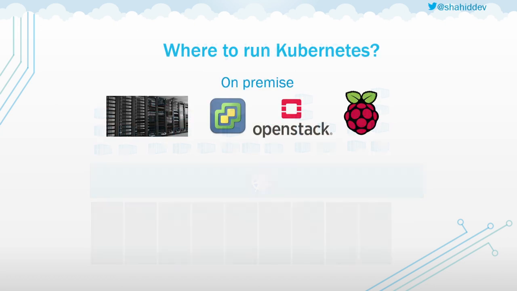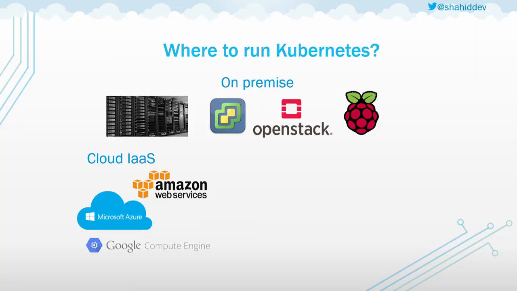So where can I run Kubernetes? The short answer is actually anywhere. So on-premise, you can install it on bare metal. More commonly, you're going to have some kind of infrastructure as a service or private cloud, VMware, OpenStack, etc. You can even put Kubernetes onto Raspberry Pis. Some of you may have seen these really cool demos with a stack of Raspberry Pis running a cluster.